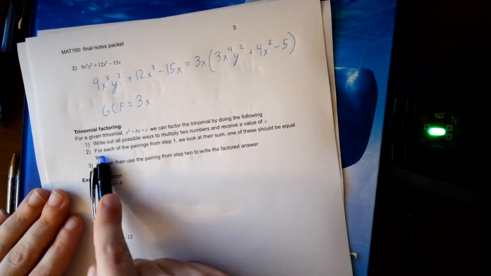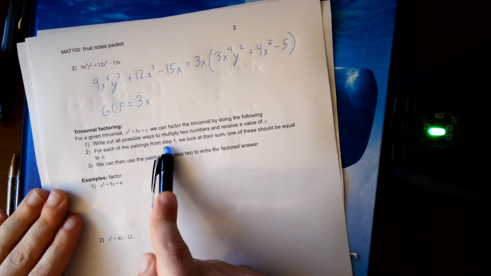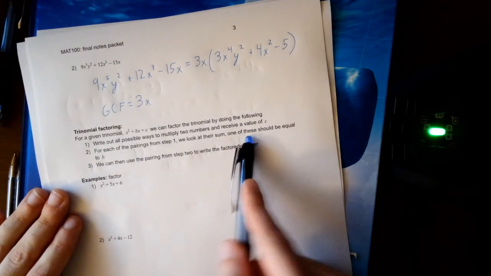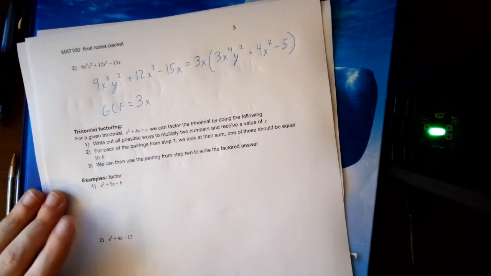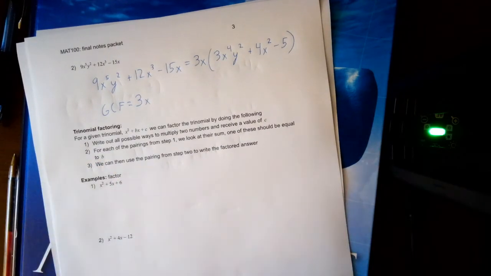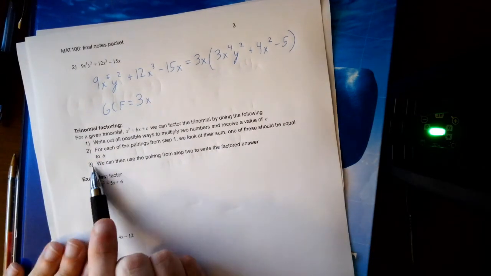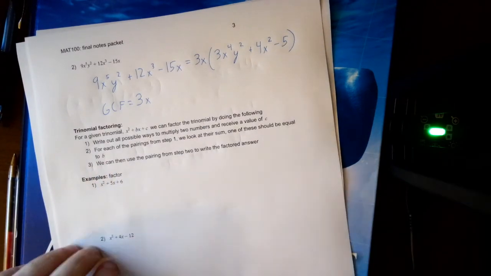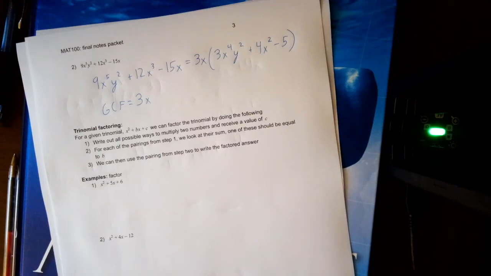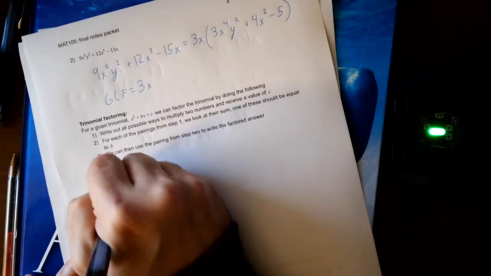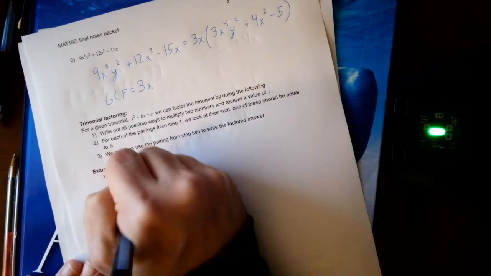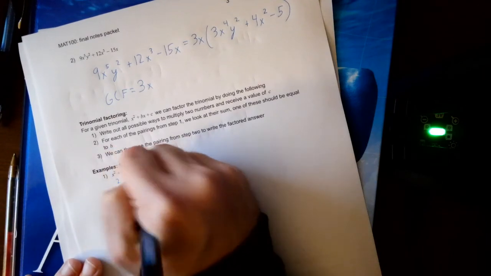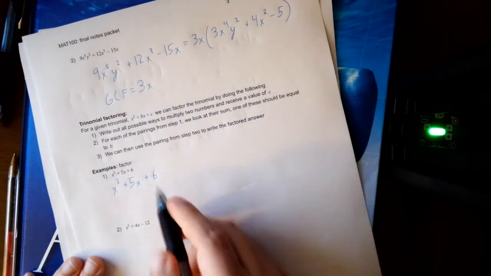Step 2, for each of the pairings from step 1, we look at their sum. One of these should be equal to b. So next we look at a sum. And then step 3, we can then use the pairing from step 2 to write the factored answer. I think the best way here is to see it done. X squared plus 5x plus 6. So my c value is positive 6.